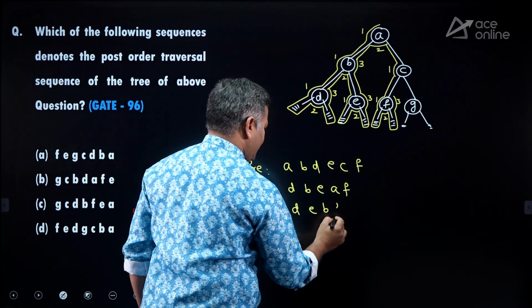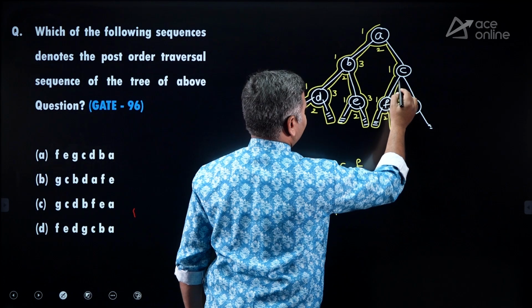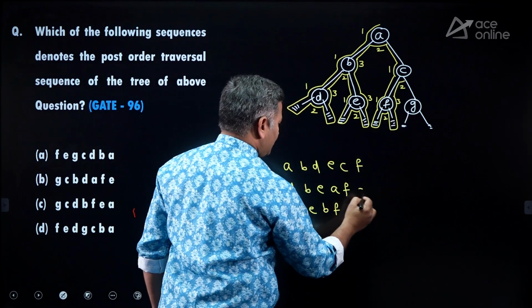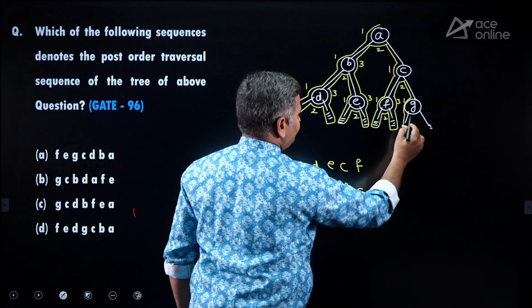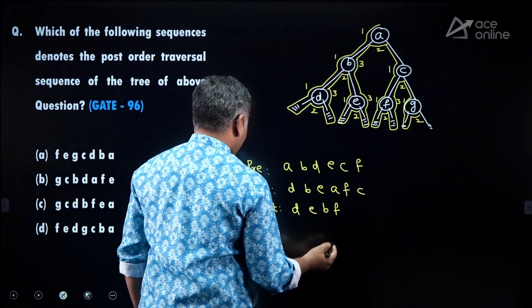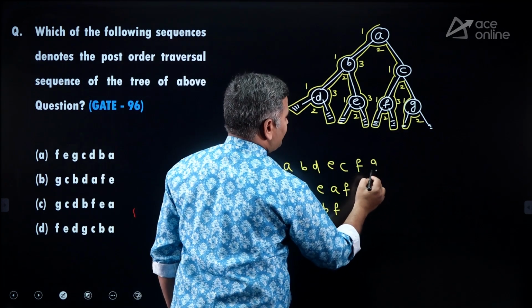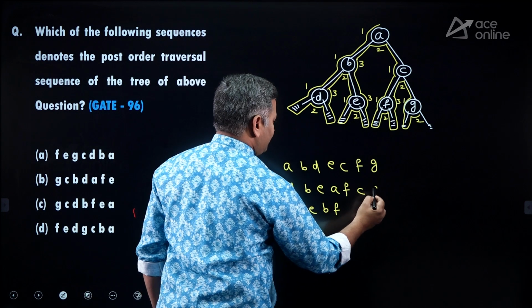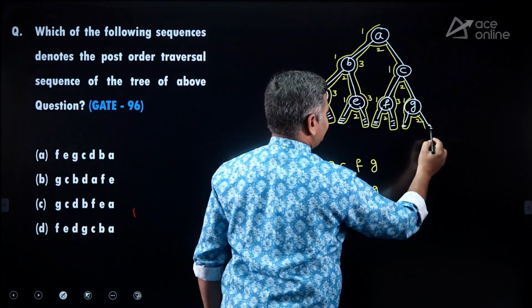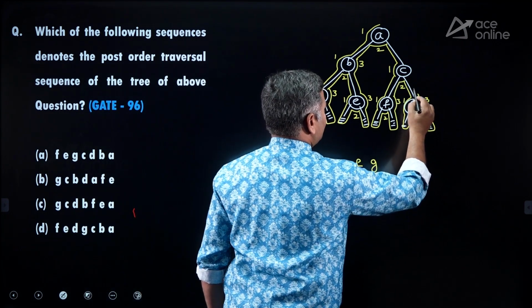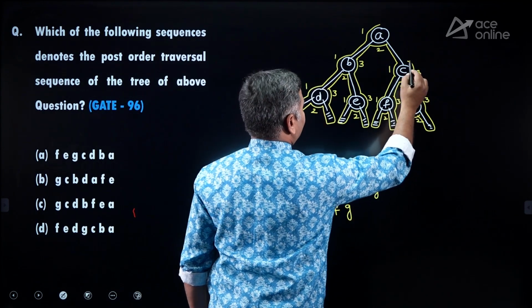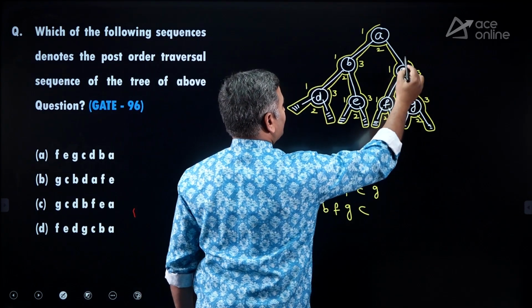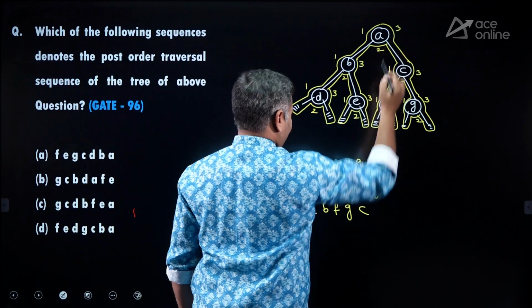So F. Second time in-order traversal. First time and then second time. So the first time is pre-order traversal. Second time in-order traversal. Third time. Again third time. It is again third time.